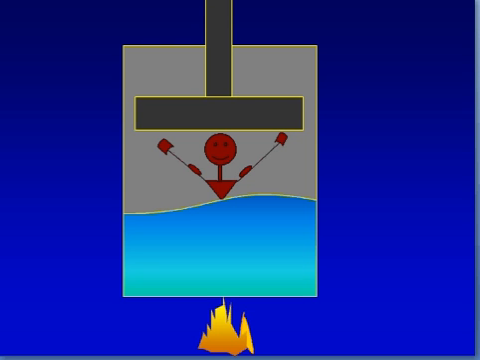Work, by the way, can be converted from mechanical work to electrical work almost completely in an ideal system.